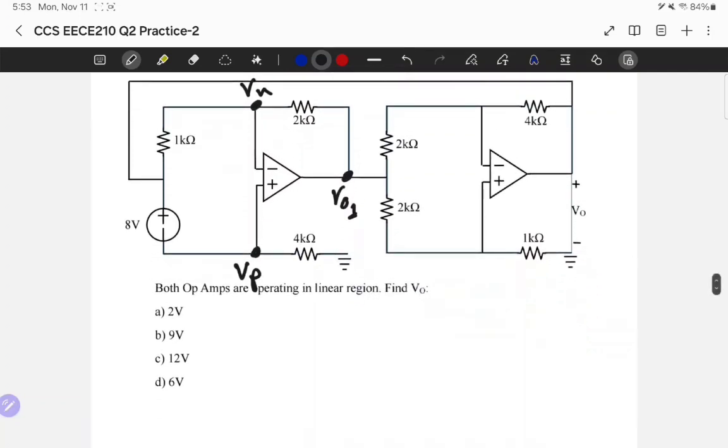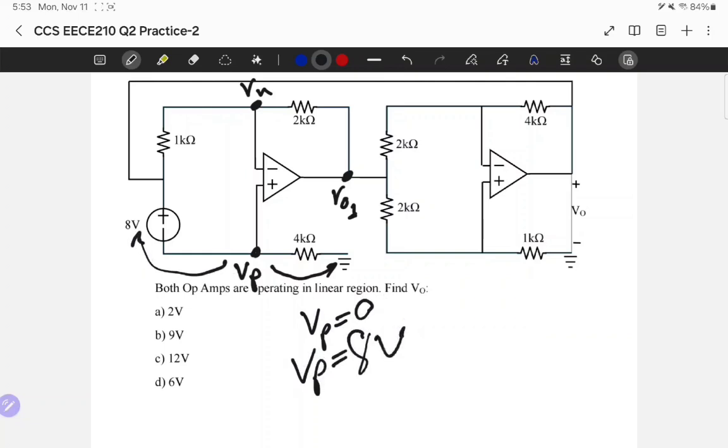Now, what's VP? Is VP equal to 0? Is VP equal to 8? Well, which one of these? It's actually none. VP is neither 0 nor 8 volt. So think about this. Think about it this way.